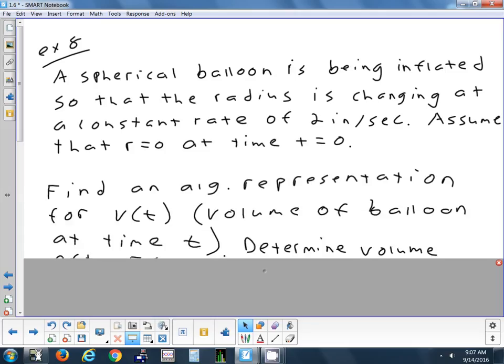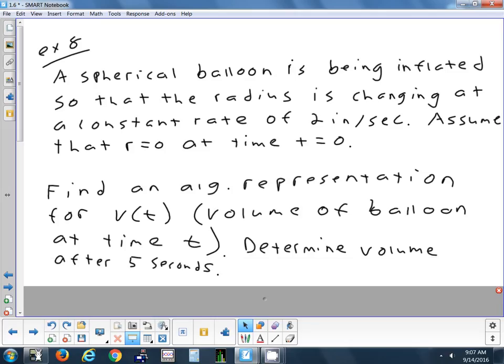What I want is an algebraic representation of the volume of the balloon as a function of the time. Because the volume isn't the same. The volume is constantly changing. So I want volume as a function of time. And then once we have that formula, I want to know the volume of the balloon after 5 seconds. I'm not really as interested in the second part. I'm more interested in the first part.